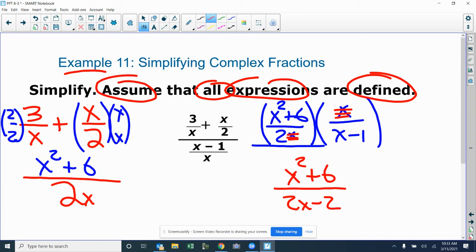Why did we cancel that x right there? The x minus 1, the x. Oh, because that's a binomial. Has nothing to do with that other one. The only way I could cancel that is if I had another x minus 1 up here, then I could cancel those, but that's not the case.